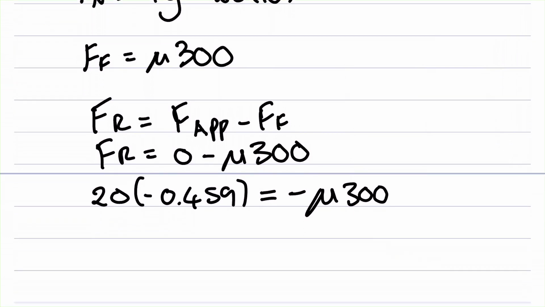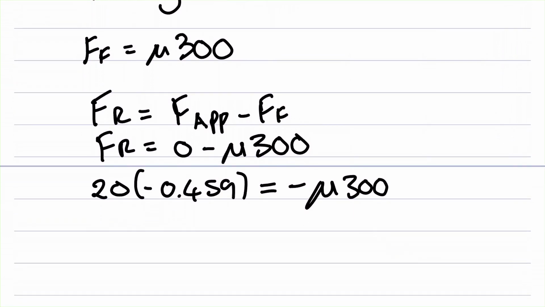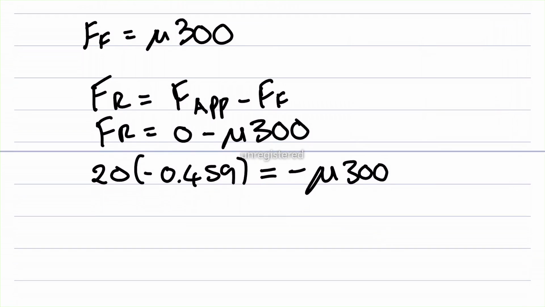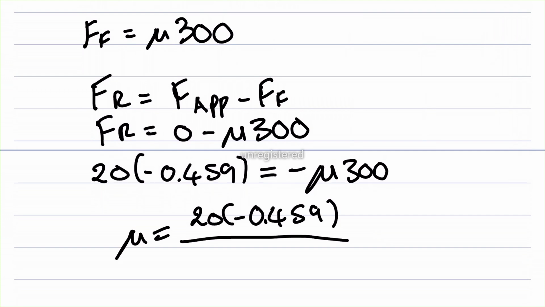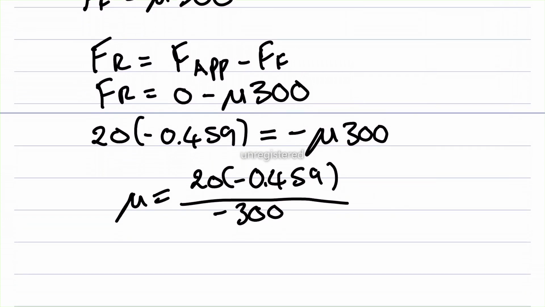So solving for this, you can then divide by negative 300, and you get the coefficient of friction is 20 times 0.459 over negative 300. Your final answer should be 0.0459.